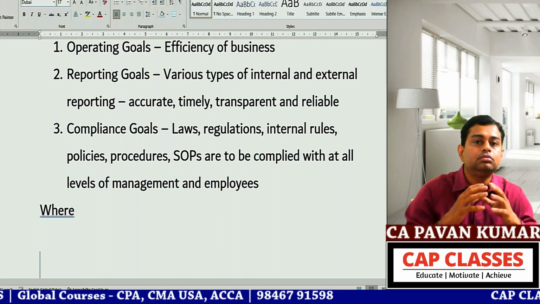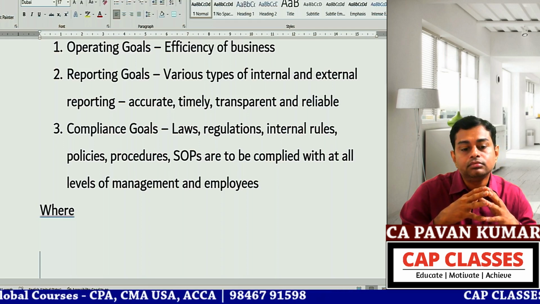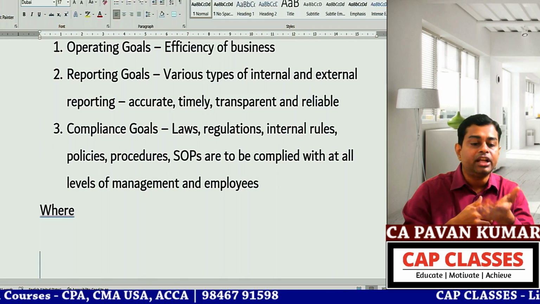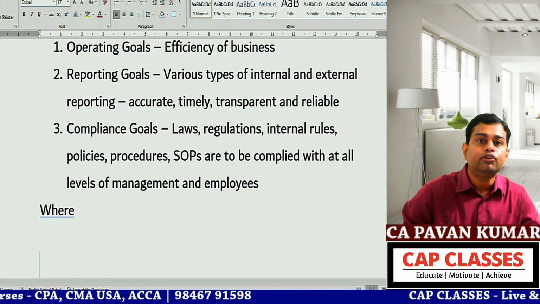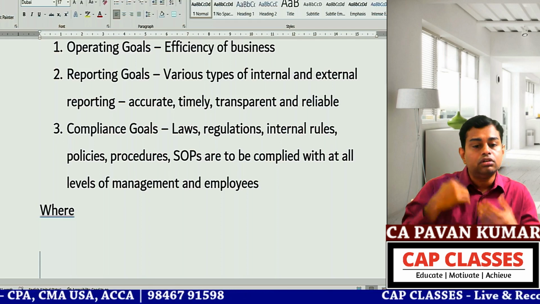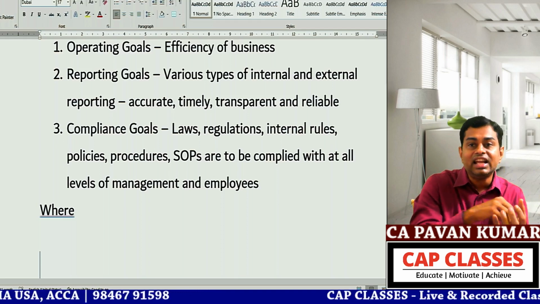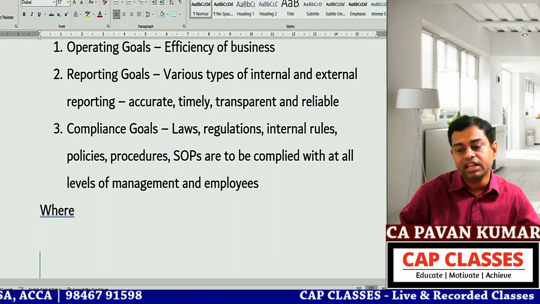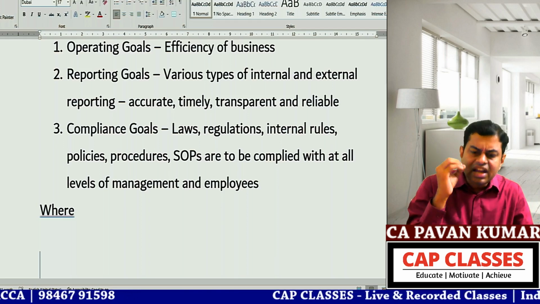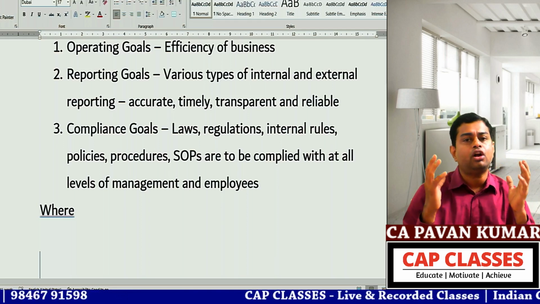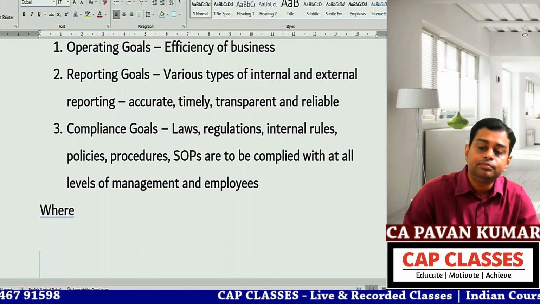To fulfill these 3 goals. Compliance Officer, Chief Compliance Officer, 3. CFO, Chief Finance Officer, 2. COO, Chief Operating Officer. So how beautifully this theory is connected to the industry. See, in the industry, any type of organization you see, these 3 roles will be there.